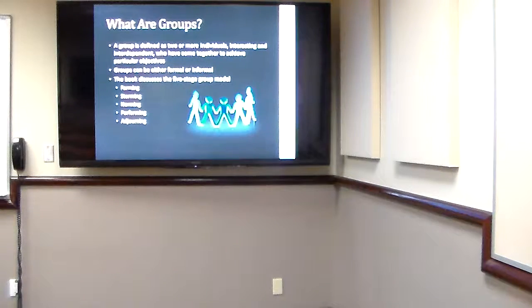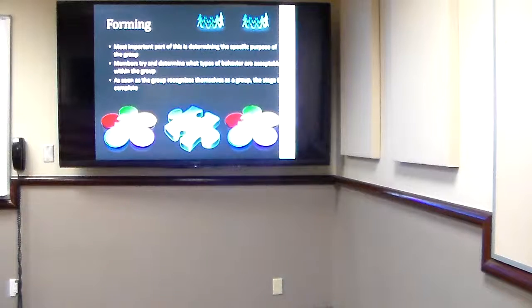So there is a 5-stage model to grouping. It's 2 or more individuals that interact with each other, and it can be formal or it can be informal. The 5 different stages are forming, storming, norming, performing, and adjourning. Obviously that might be a cheesy way to look at it, but that's also the way that it's kind of been presented. It's stages that teams work and stages that groups work.